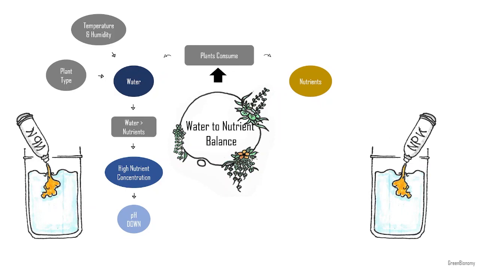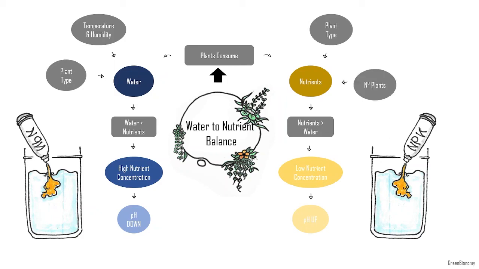Now, if the plant consumes nutrient faster than water, the nutrient concentration will go down and the pH will go up. Nutrient consumption is usually also affected by the type of plant, their number, and their growth stage. For example, a fruiting tomato consumes more nutrients than a tomato seedling. This balance is why you need to keep an eye on the water level in your tank and monitor how much nutrients your plants absorb by taking TDS or EC measurements, which I explained in other videos.